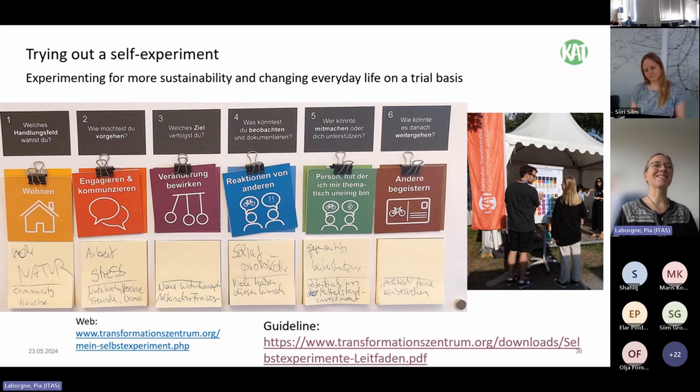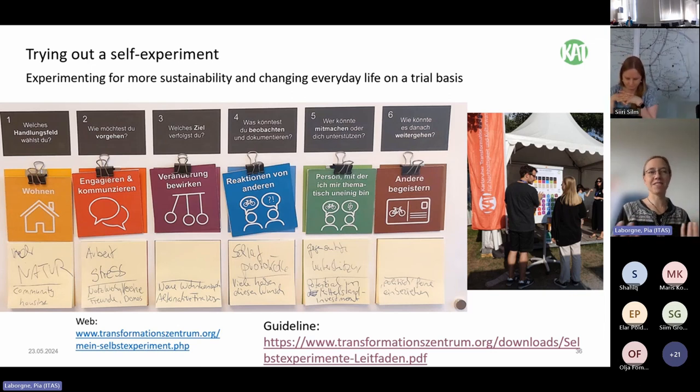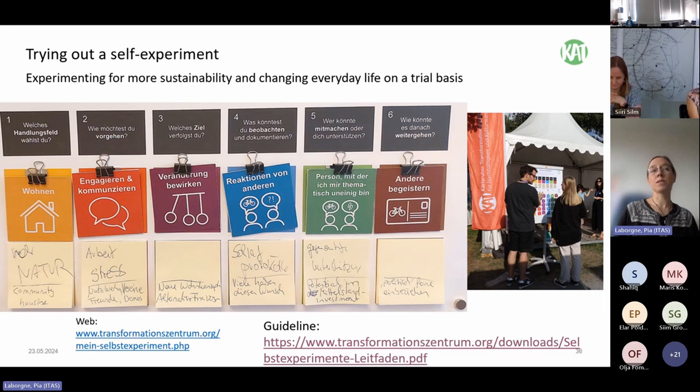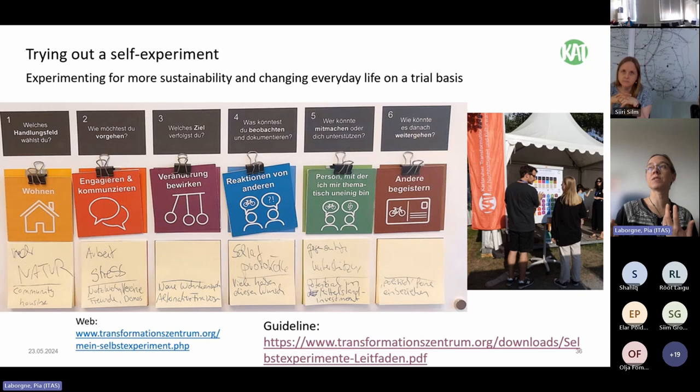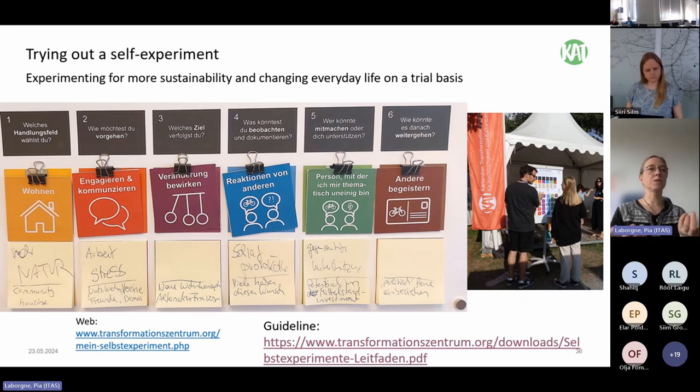Then we asked, okay, when you have it for 4 weeks and have finalized this trial period, what do you do then? For example, this person said, yes, to activate others also, to bring it out into the world. You can also get politically active because perhaps you encounter structural difficulties. There are no biking lanes. Biking lanes are really bad. There are dangerous spots on your way, things like this.